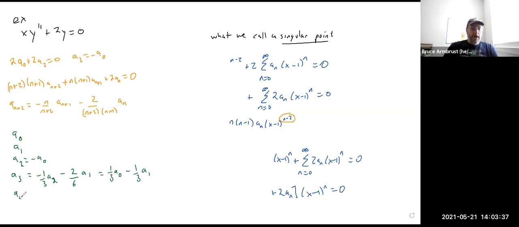All right, well, let's find the next one here. So a4, now we're going to plug in 2 for n. So we're going to get minus 2 fourths, so minus 1 half, a sub 3. And then when I plug in 2 down here, I get minus 2 twelfths, which is minus 1 sixth, a2. Well, a3 was 1 third a0 minus 1 third a1. a2 was negative a0. So we'll add those together. So the a0s, I get minus 1 sixth plus 1 sixth. Oh, cool. All the a0s went away. And then minus 1 half times minus 1 third is a plus 1 sixth. So we get 1 sixth a1.